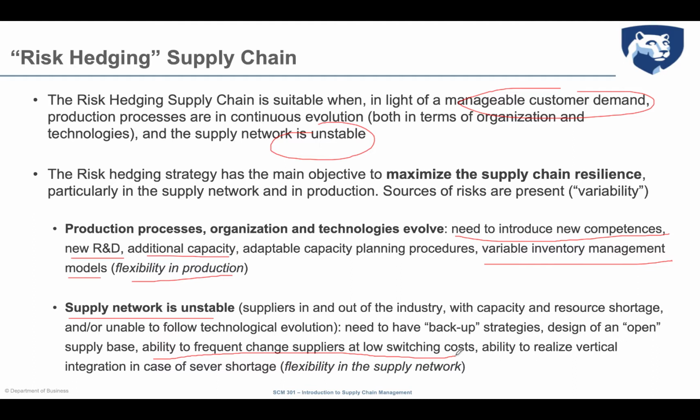I need to configure my production and my supply network management in a way that, in case a possible source of risk arises, because we are in a context characterized by high process instability, my supply chain is able to react to this source of risk very flexibly and very easily.